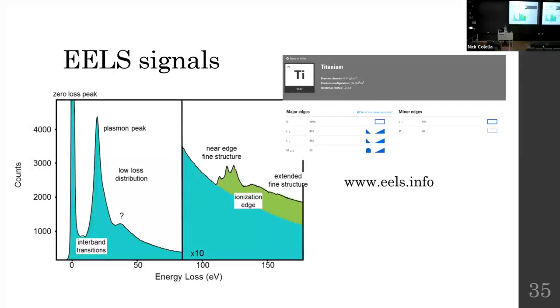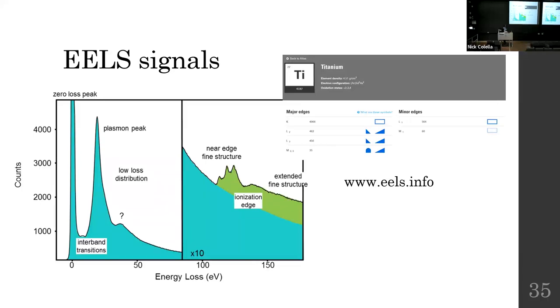So what does an EELS spectrum look like? Well, this is a cartoon of it. What we've got here is actually one graph where we've blown up the tail by 10 times on the right-hand side, because you wouldn't be able to see it otherwise. So you've got your zero loss peak. This is electrons that have just traveled straight through the sample and not interacted with it, so they have not lost any energy. You're always going to get some of those unless you've got a ridiculously thick sample, in which case you shouldn't be doing TEM on it.